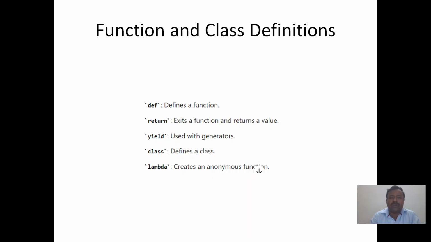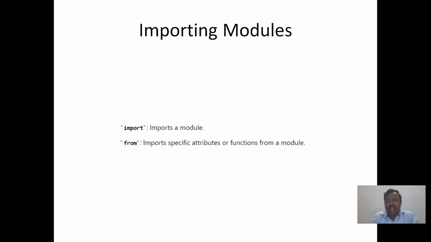The next category is functions and class definition. There we have the keyword def, which is used to define a function. Return is a keyword which is used to exit a function and return a value. Yield is a keyword used with generators in Python. Class is a keyword used to define a class in Python. Coming to the last keyword, lambda, which is used to define an anonymous function. A function without a name we can define with the help of the what? Lambda keyword.